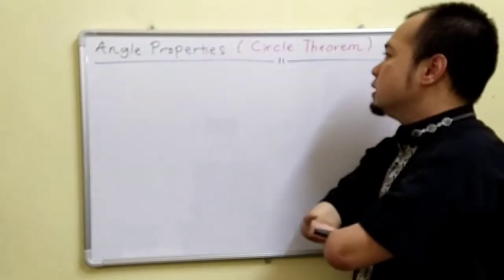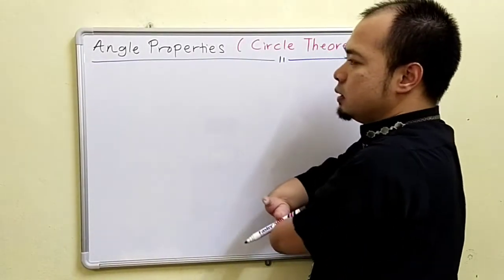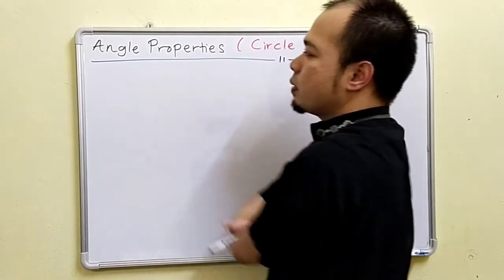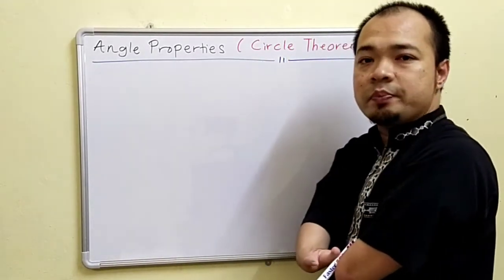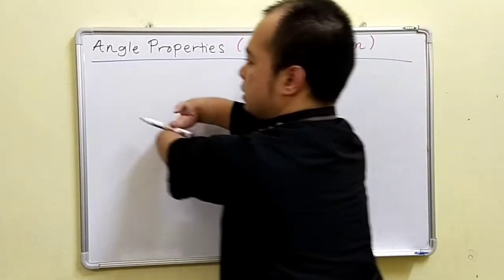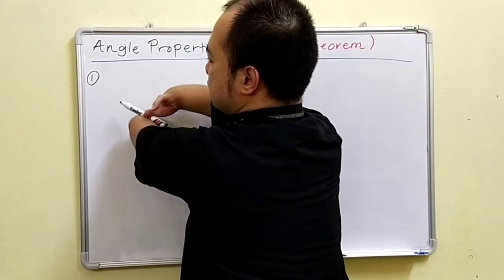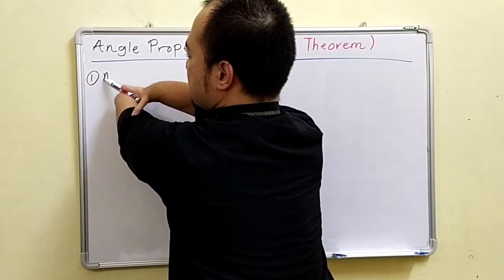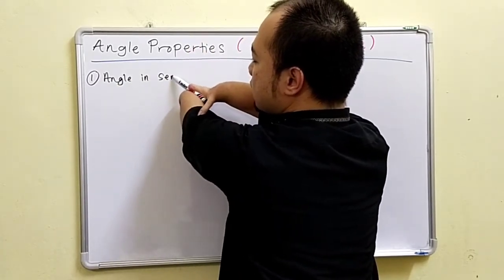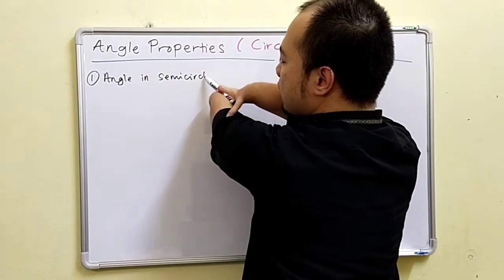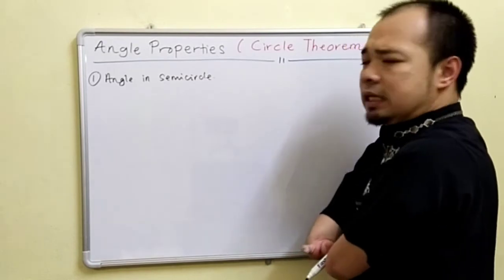Okay, today we are going to proceed with the chapter angle properties. Okay, circle theorem. In this topic, there are 5 important properties of circle theorem that you need to know. Number 1, we call it angle in semicircle. What does it mean by angle in semicircle?